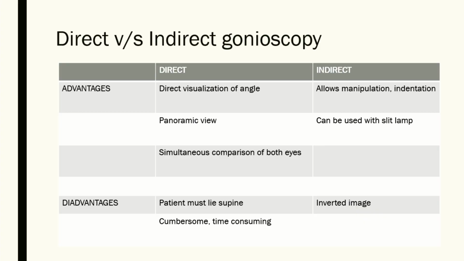So the advantages of direct gonioscopy would be that you get a direct visualization of the angle, and the image is going to be as you see it. You can see a panoramic view, and you can also simultaneously compare both the eyes. Its disadvantages, however, are that the patient has to lie supine and it is cumbersome and time consuming. Indirect, on the other hand, allows us to do manipulation and indentation and can be used with the slit lamp. However, the image is going to be inverted.